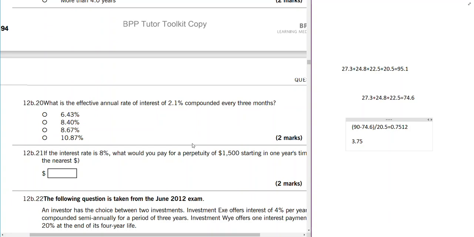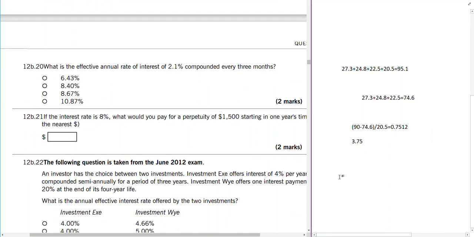What is the effective annual rate of interest of 2.1% compounded every 3 months? They didn't say whether it is annual or not, so I would assume it is every 3 months, because all of the options here are more than that. Sometimes your answer is in the question. So 2.1% compounded every 3 months, annual would be 1 multiplied by 1.021 to the power of 4 quarters annually, which is 1.0867, so 8.67%, B.